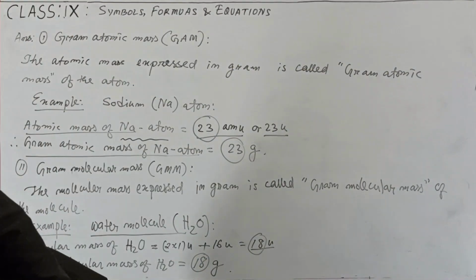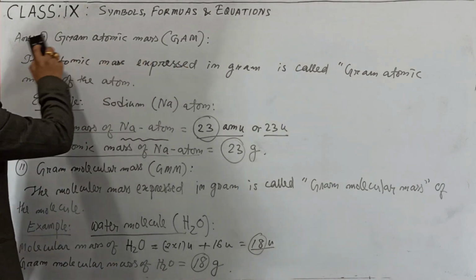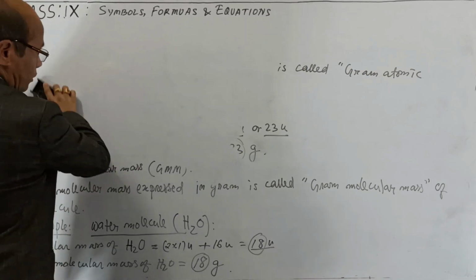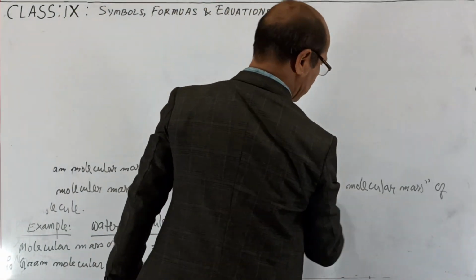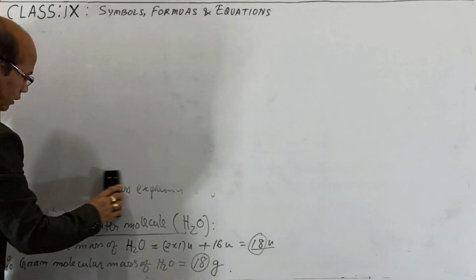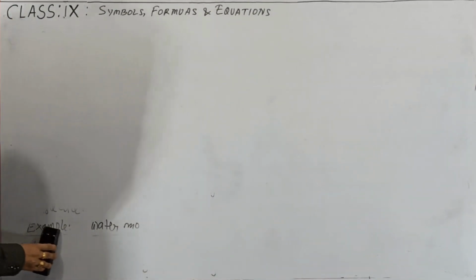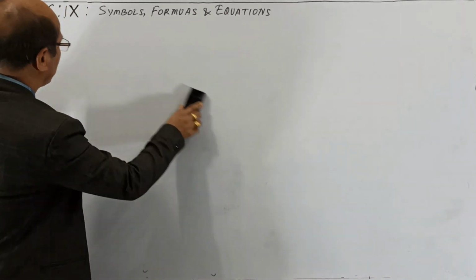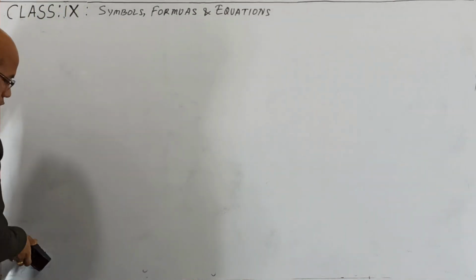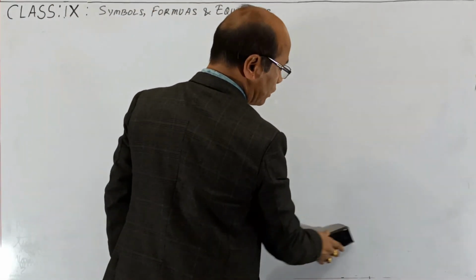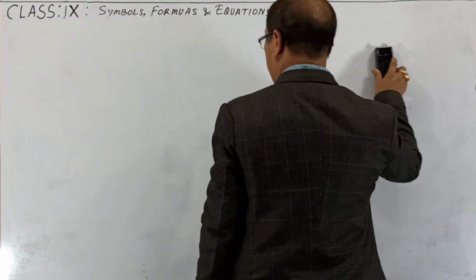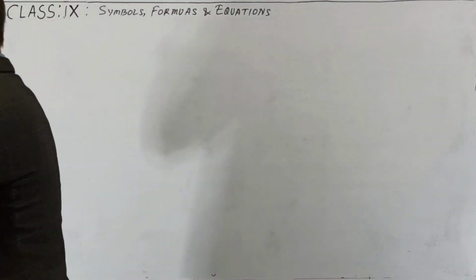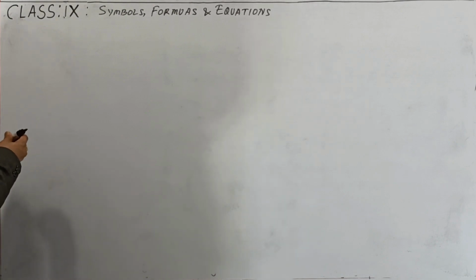And lastly, I would like to make a table for atomic mass of some common elements. In the next class, we are going to learn the mole concept, a very important part of this chapter, and also very important not only for class 9 but for the higher classes 10, 11, 12, etc. So we are collecting all the materials required for the mole concept.